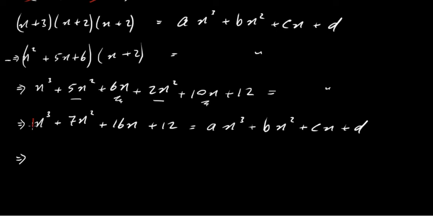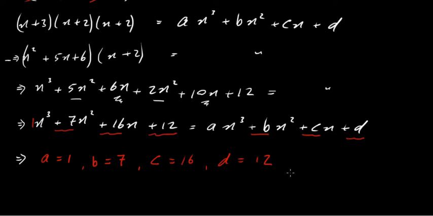So we can see here there's a 1 in front of the n cubed, there's an a in front of the n cubed, so we can say a is equal to 1. We can see here we've got a plus 7 in front of the n squared and a plus b here, so we can say b is equal to plus 7. We have a plus 16 here in front of the n and a plus c here in front of the n, so we can say c is plus 16. And finally here the term independent of n, d, is going to be equal to 12. And that's it really for this video on factorials.